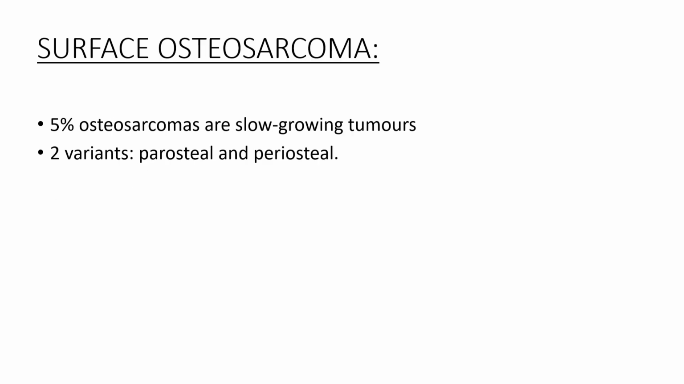Surface osteosarcoma. These are slow-growing tumors and these are not aggressive as that of medullary osteosarcoma. They comprise 5% of osteosarcomas and they possess two variants, that is periosteal and parosteal. Now coming to the variants of surface osteosarcoma, first let's see about the parosteal osteosarcoma or the juxtacortical osteosarcoma.